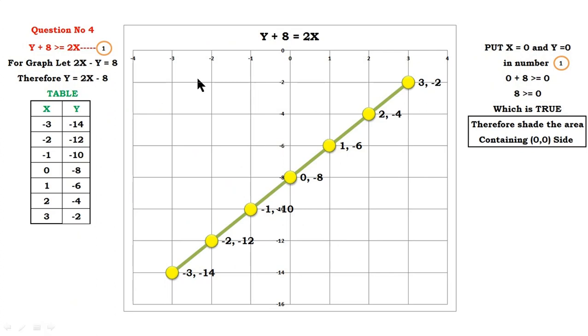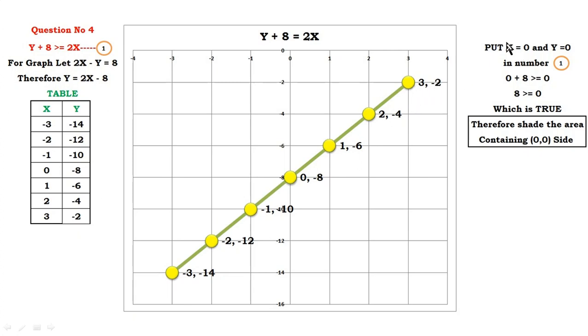Let us start with question number 4. y plus 8 greater than or equal to 2x. It means you can write 2x minus y is equal to 8 for the equation, or y is equal to 2x minus 8. Now calculate the values. When you put x is equal to minus 3, clearly y is equal to minus 14. If you insert x is equal to minus 2, y is equal to minus 12, then minus 1, minus 10; 0, minus 8; 1, minus 6; 2, minus 4; and 3, minus 2.